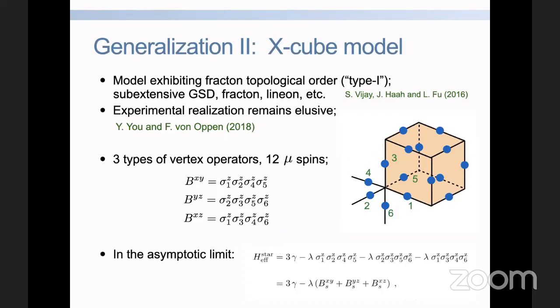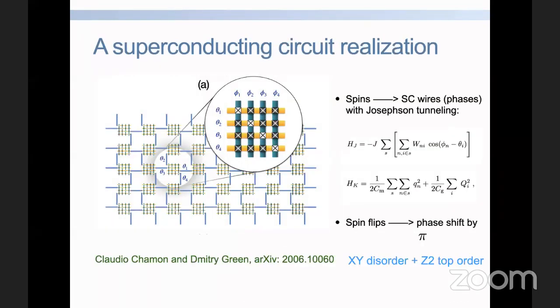Okay, this is my second to last slide. Let me just briefly mention some new progress. This is a work by Claudio Chamon and Dimitri Green that appeared on the arXiv in June, and this is the paper. If you're interested, I suggest that you take a look. Basically, they construct the same sort of Z2 spin liquid, but they replace the spin degrees of freedom with superconducting wires, or to be more precise, the phases of the superconducting wires.